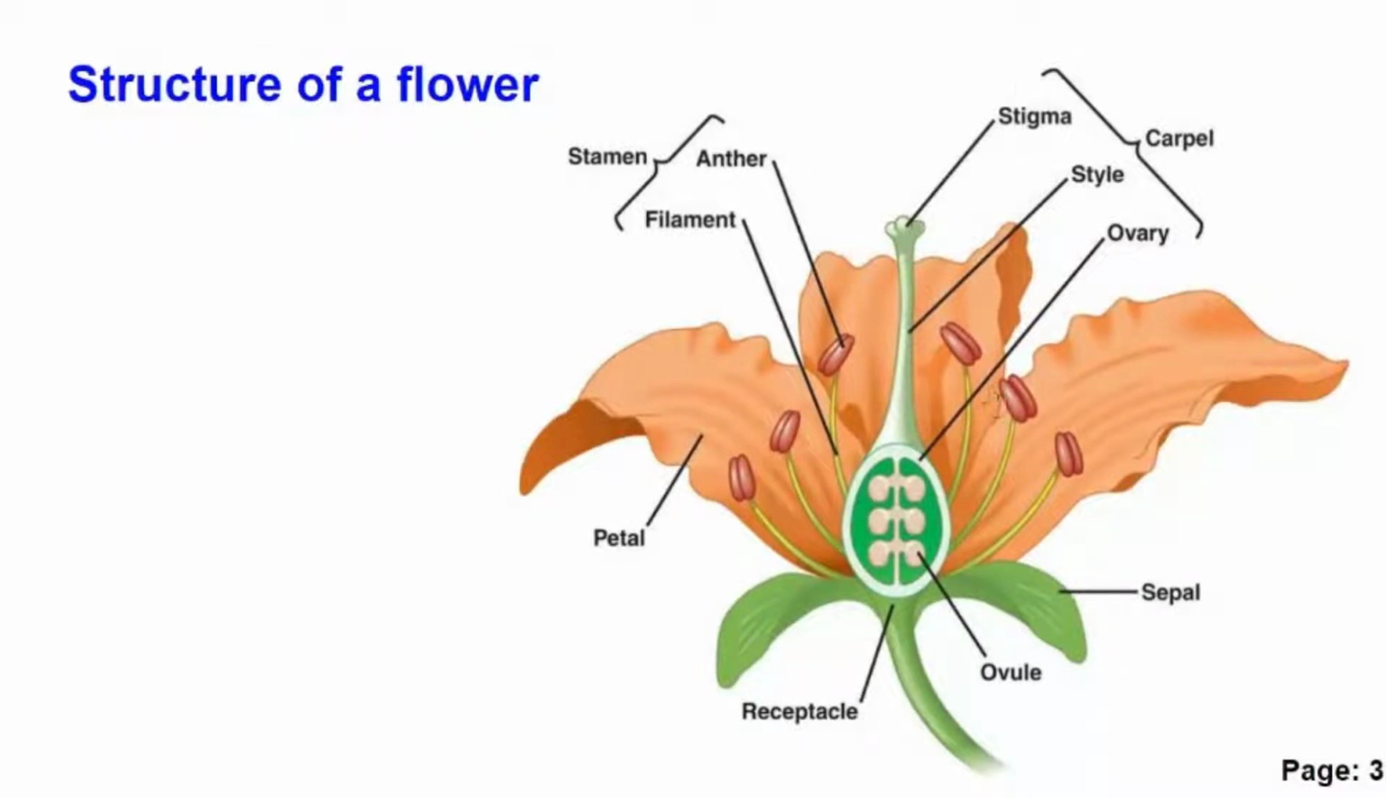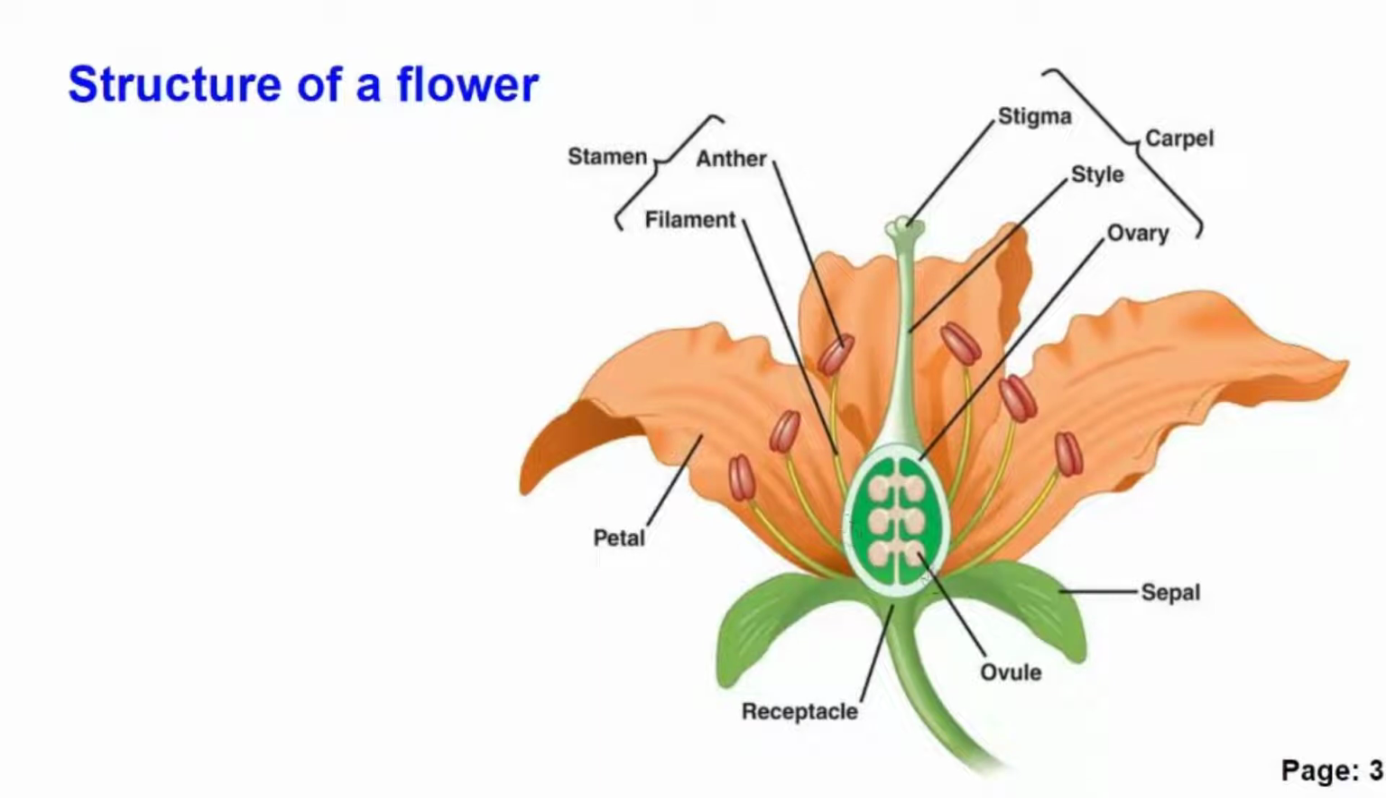And now let's look at another part. What is the top part of the carpel? This one is the stigma, right? Okay, and the stigma connects to the lower part by what? Which part has the function to connect the stigma to the lower part? So this one is the style. The style connects the stigma to the ovary. So this is the ovary.